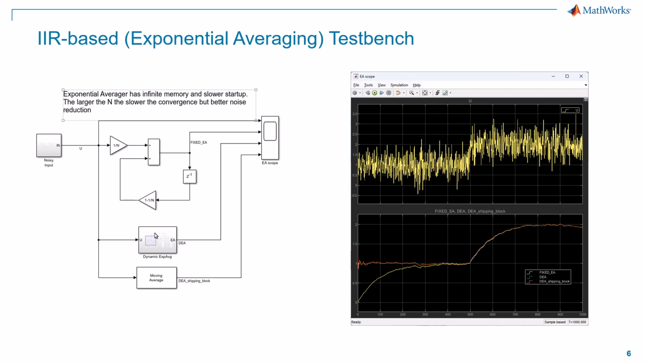And so the advantage of the dynamic exponential averager is that you get the nice quick startup behavior associated with the running average, but you don't suffer from that slow responsiveness in the long run as N increases or time grows on, compared to the running average. And there's also a built-in block in DSP System Toolbox, again the same moving average block, but it's got an exponential averaging mode associated with it.